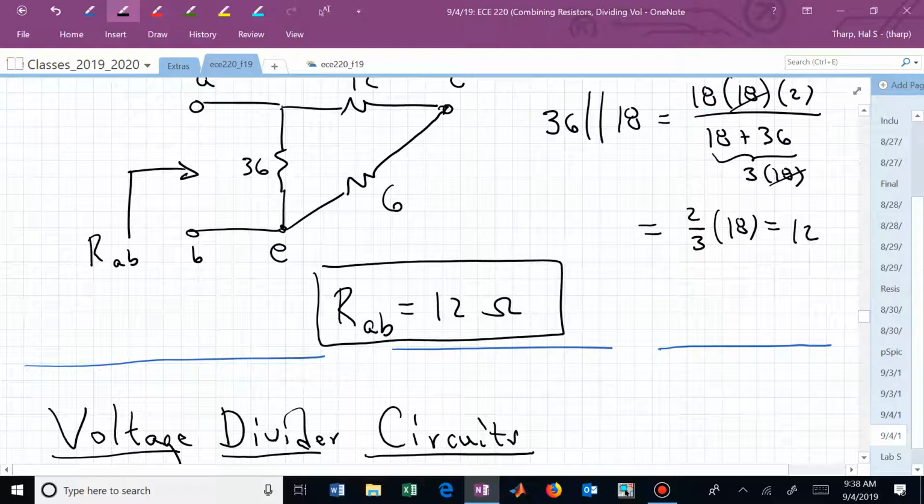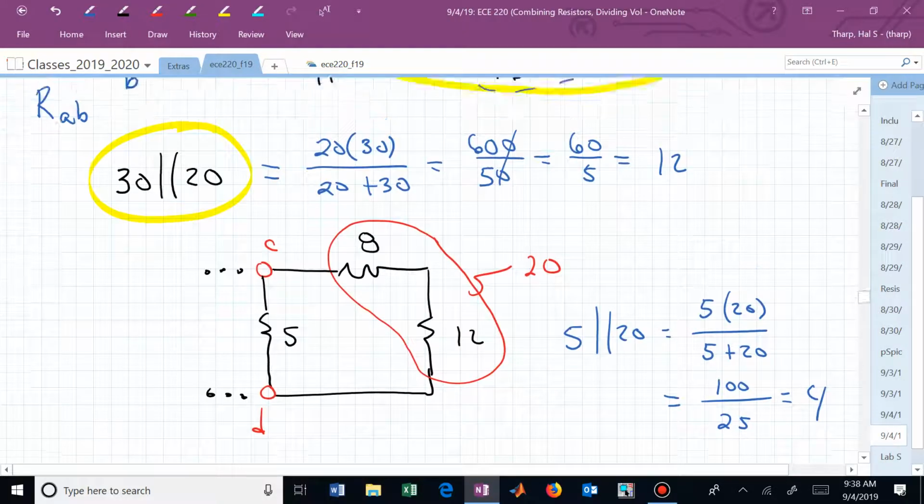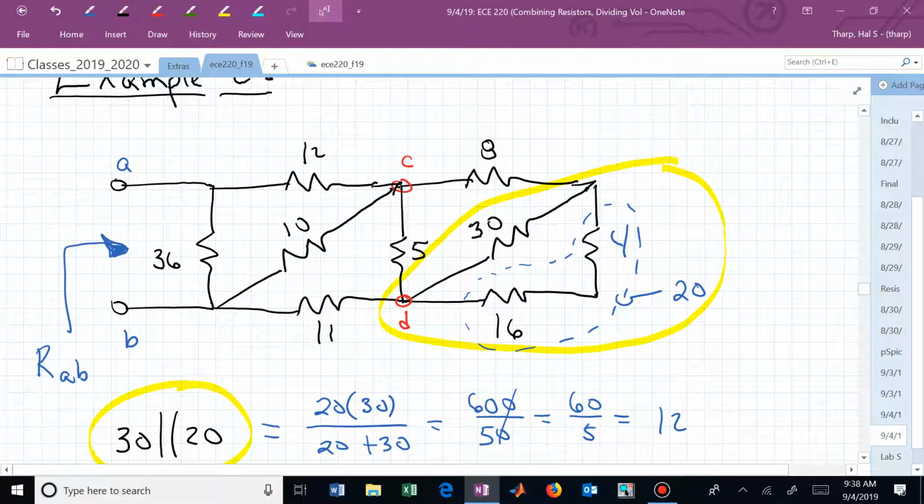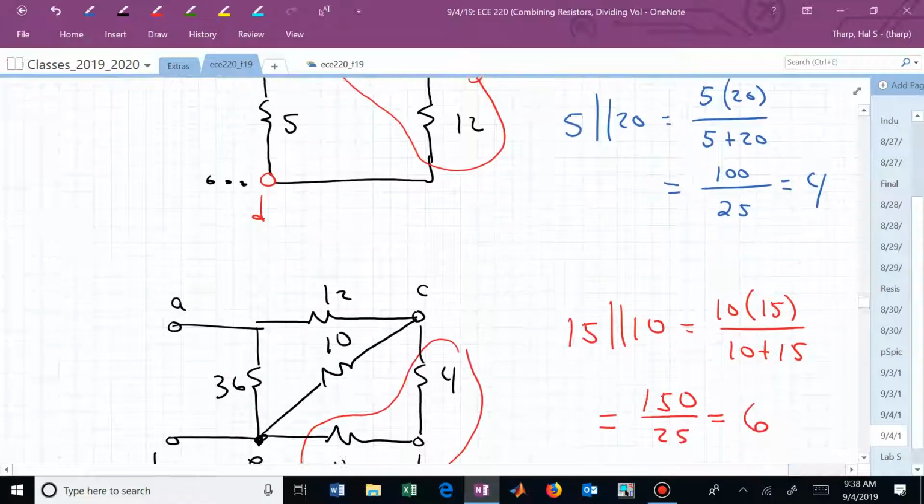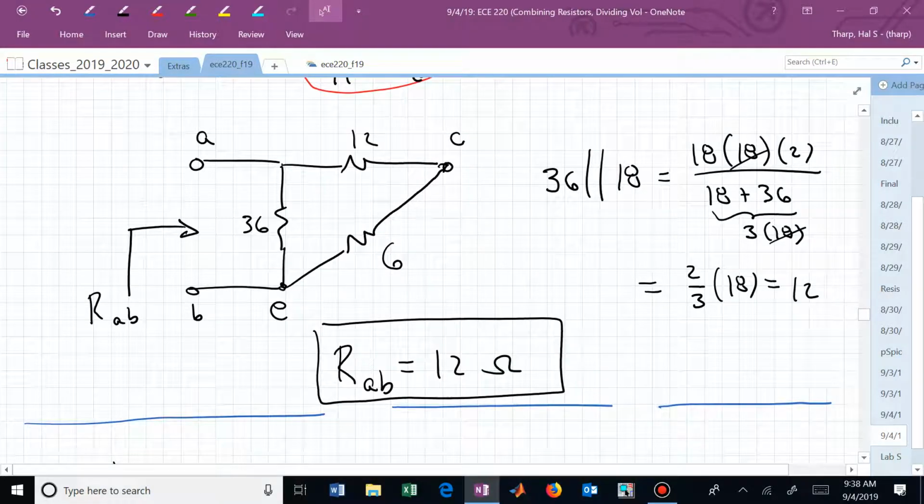So the equivalent resistor from that mess of a network before, whatever you applied to terminals A, B, it's effectively seeing 12 ohms. And we were able to collapse that down, working from right to left, to get to that net result, using parallel and series combinations of resistors.